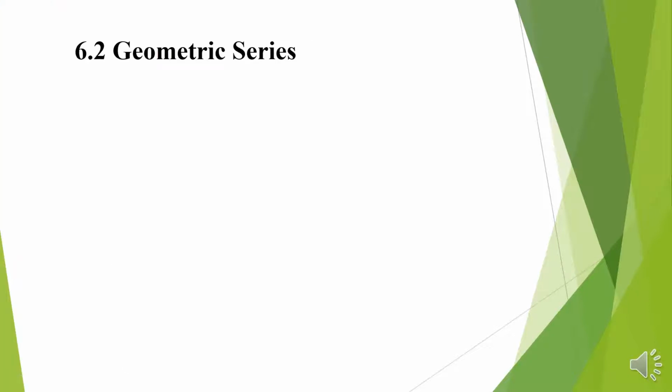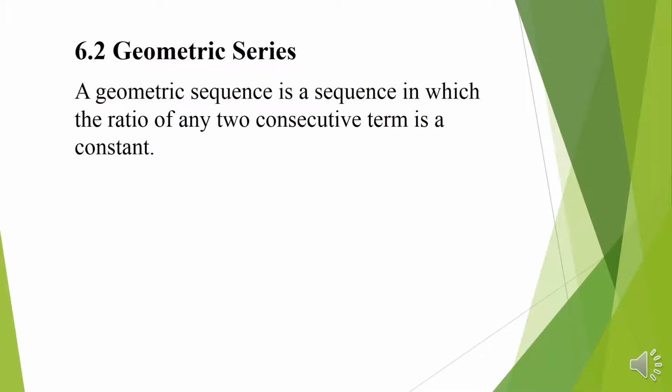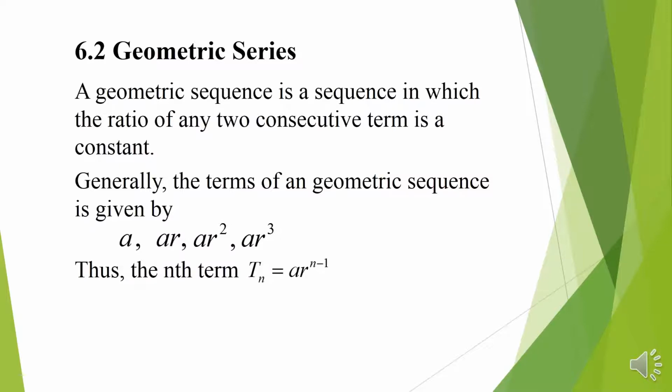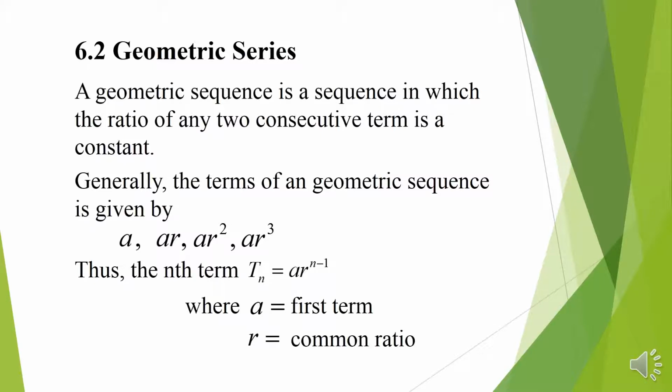So let's see the geometry series. A geometry sequence is a sequence in which the ratio of any two consecutive terms is a constant. Generally, the terms of a geometry sequence are given by a, ar, ar squared, ar cubed, and so on. Thus, the nth term for the geometry series is given by ar to the power of n minus 1, where a is the first term and r is the common ratio.